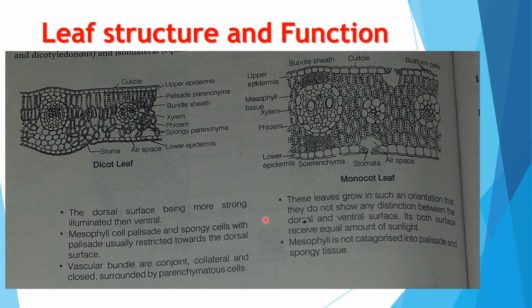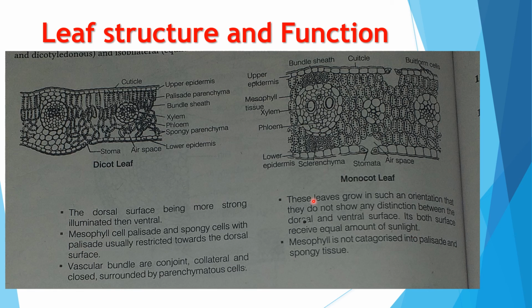These grow in the leaf, and they do not have any difference between their dorsal and ventral surface. Both surfaces receive an equal amount of sunlight. There is no difference between them. Their dorsal and ventral surfaces are similar to each other, while the mesophyll is not differentiated into palisade and spongy tissues.